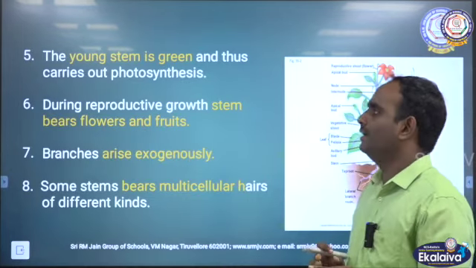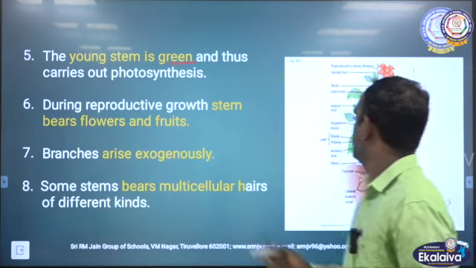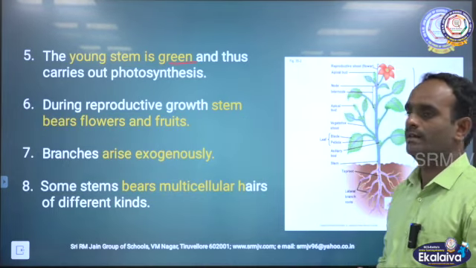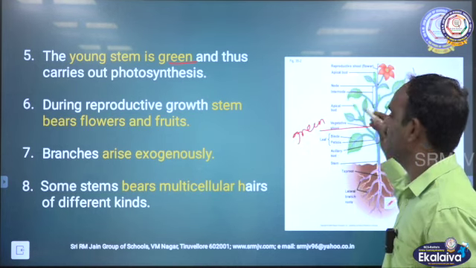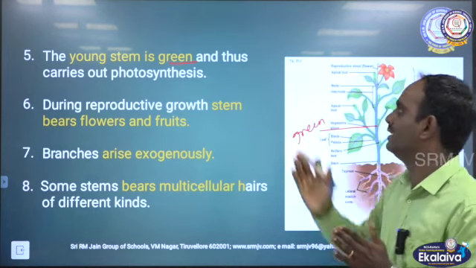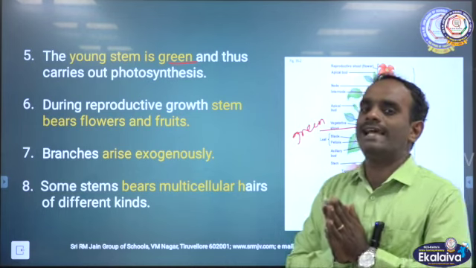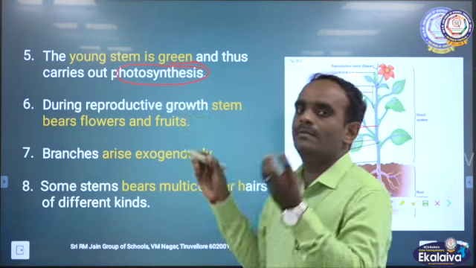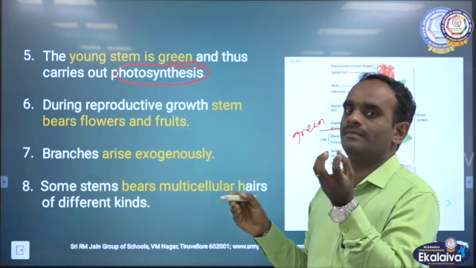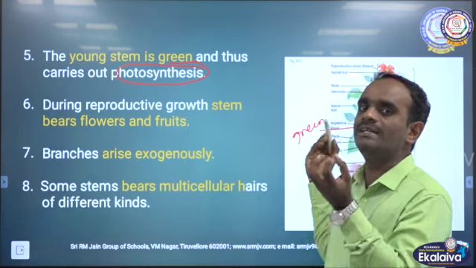Then the young stem is green in color. See the picture here, children. What color is it? It is a green colored stem. The young stem is green in color and it carries out photosynthesis. You know very well photosynthesis is an important mechanism that takes place in all green plants.